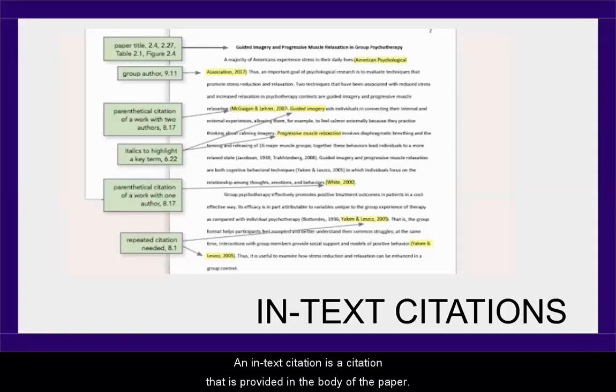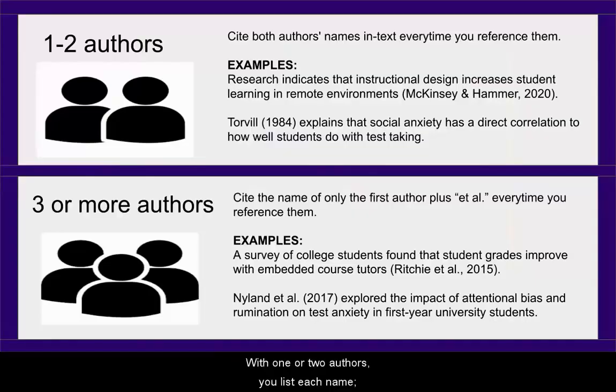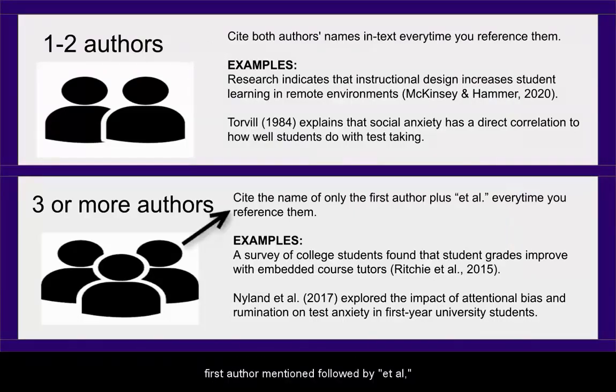An in-text citation is a citation that is provided in the body of the paper. You'll first need to assess how many authors are responsible for the research you wish to cite. With 1 or 2 authors, you list each name. But for 3 or more authors, you'll give the name of the first author mentioned, followed by et al.